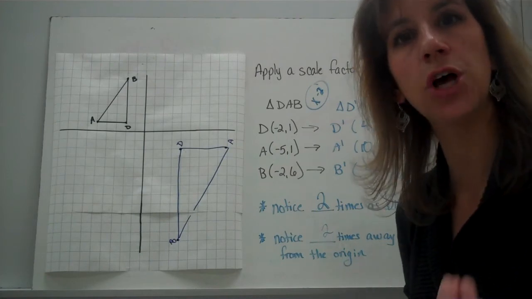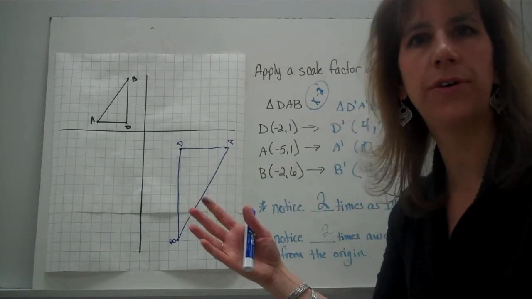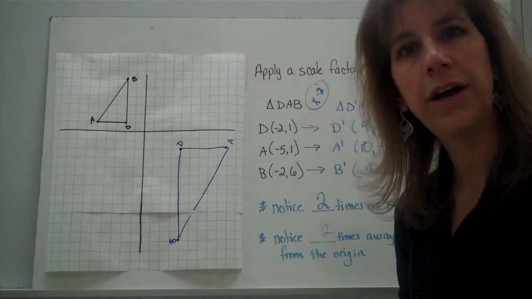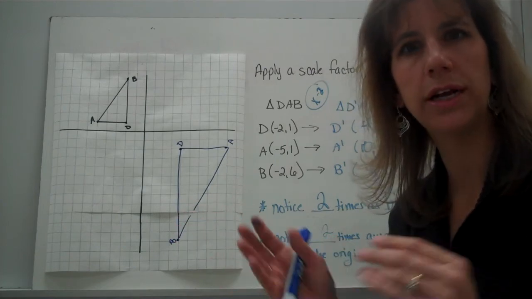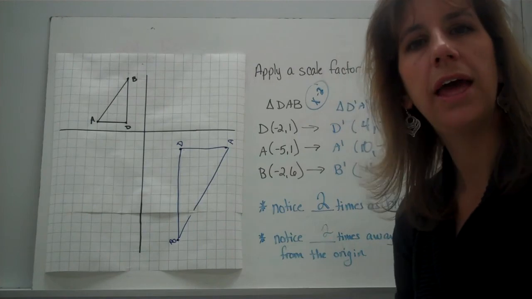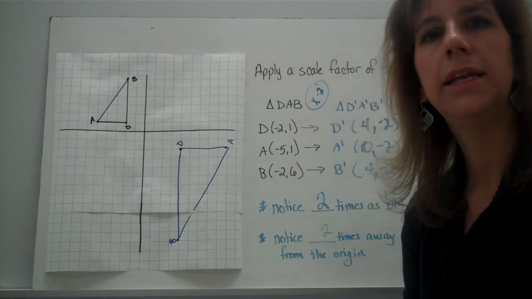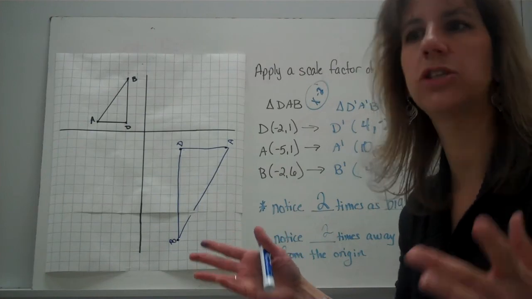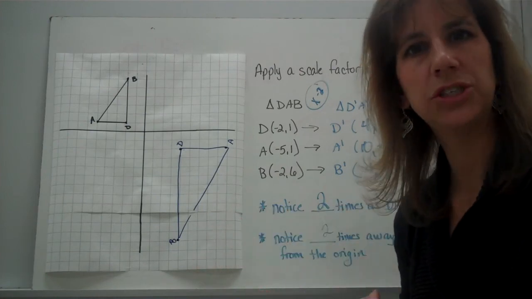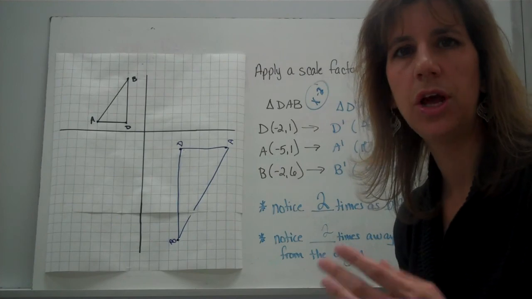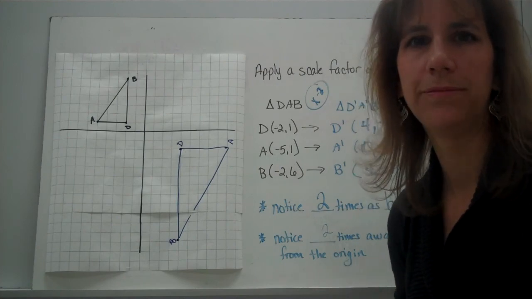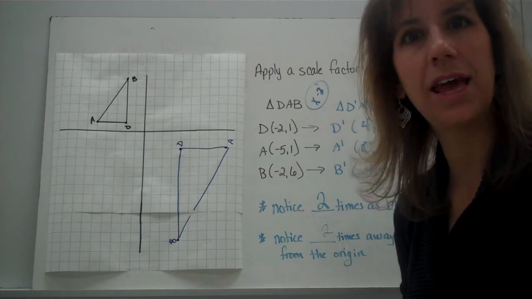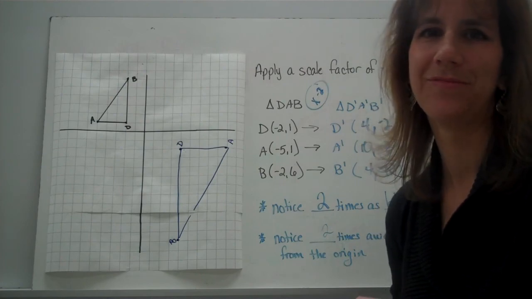So if your scale factor is a whole number, it's getting bigger, twice as far away from the origin. If the scale factor is a fraction, it's getting smaller and it's getting closer to the origin. And if it's a negative whole number, it's still going to get big. If it's a negative fraction, it's going to get small. But in addition to the distance from the origin, we're also doing a rotation as well. All right, come on back to class and we will do some more practice problems together. See you soon.